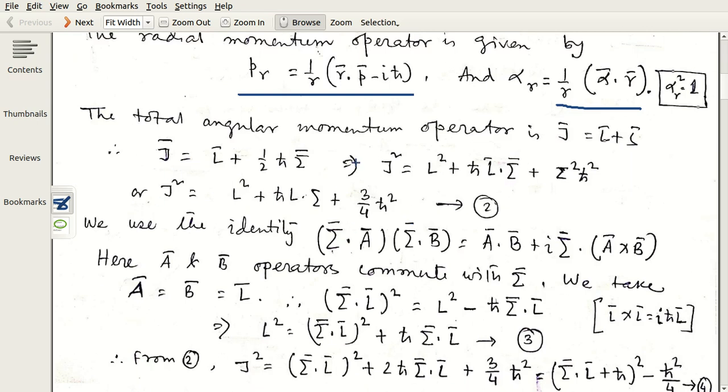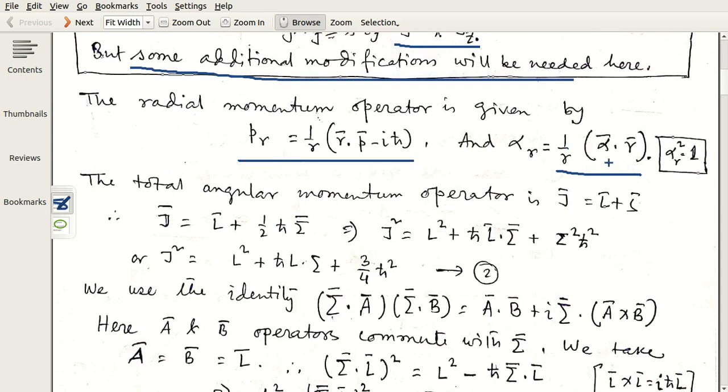And just a simple thing, you expand it in Cartesian coordinates: x alpha x plus y alpha y plus z alpha z, and by squaring you will use alpha x square equal to alpha y square equal to alpha z square equal to 1. Other terms will cancel, and this r will be cancelled with the r in the denominator. So alpha r square equal to 1. Just you can try to calculate it on your own. And also for p r, you will find it in many books.